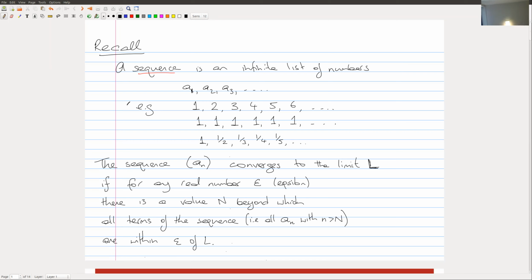So it's not just that the terms get nearer to L, it's that no matter how near you want to be to L, you can reach a stage by traveling far out along the sequence beyond which every single term from that point onwards is within epsilon of L. And no matter how small you choose epsilon to be, you can reach a stage where everything in the sequence would be sandwiched between L minus epsilon and L plus epsilon.